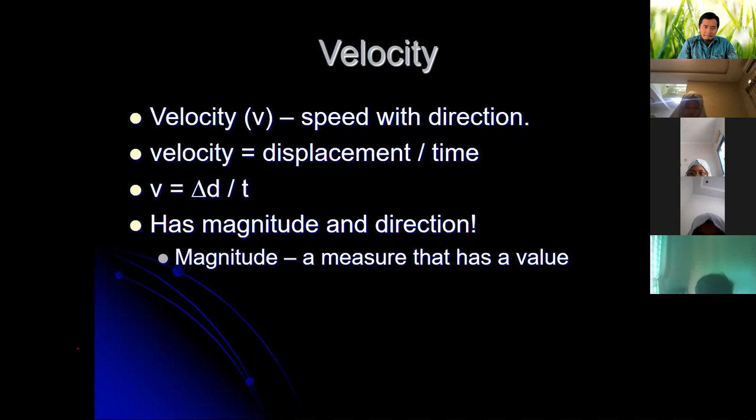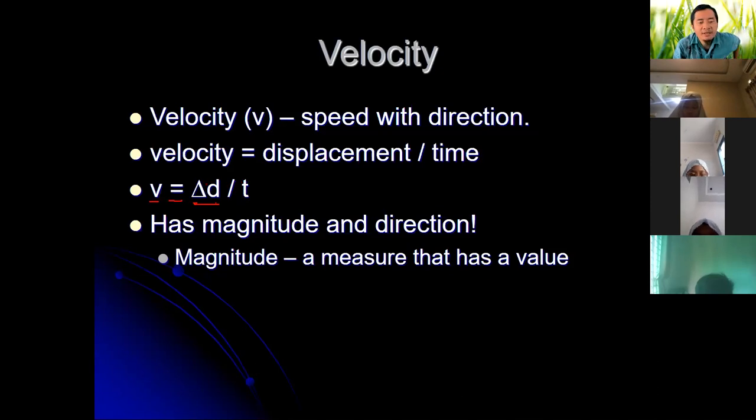Velocity is speed with direction. Velocity is displacement per time. Velocity equals delta D per delta t, per time.